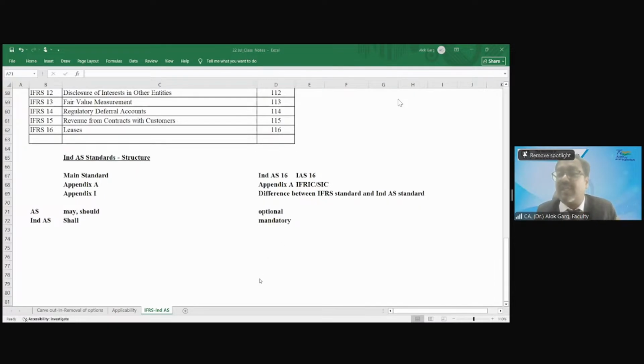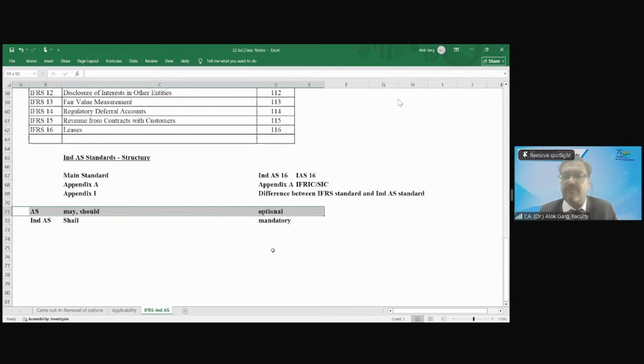But what is the meaning of shall? Mandatory, right? In the Ind AS standards, the word at various places is used as shall, like the company shall, the management shall, means they have to do this. It becomes mandatory. From optional, it becomes mandatory. Is that clear to everyone? Yes or no? Very good.